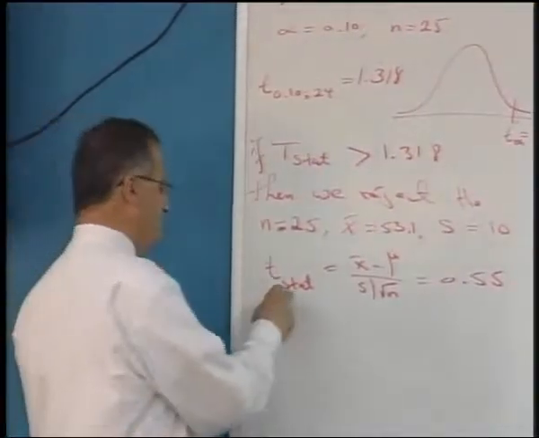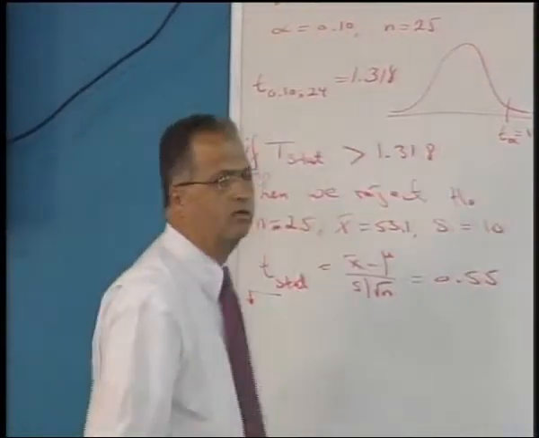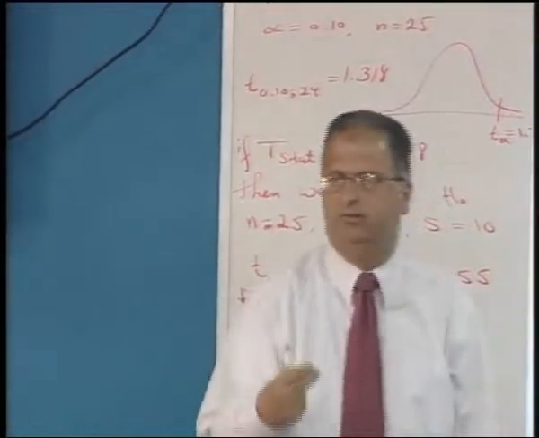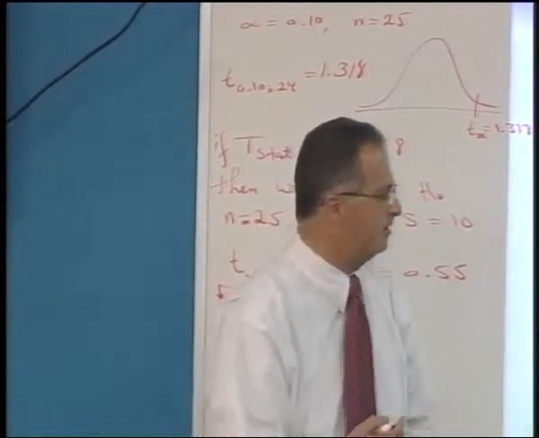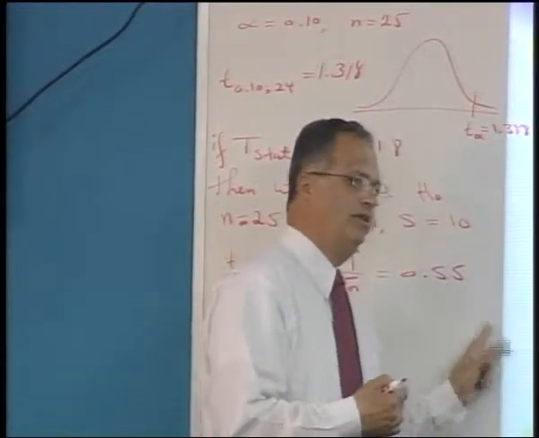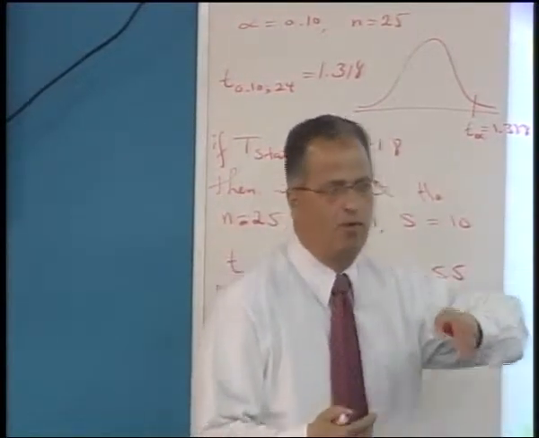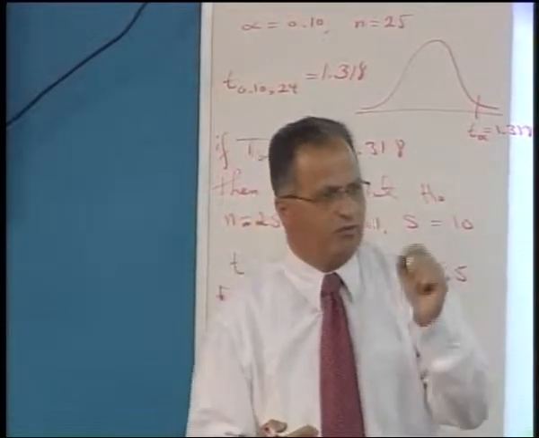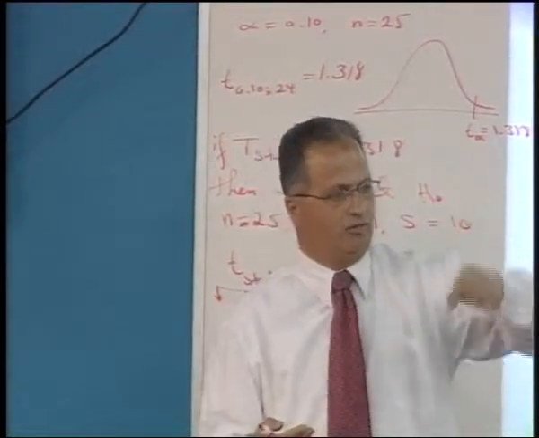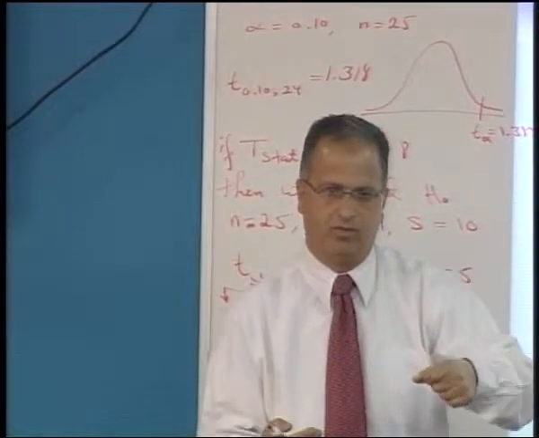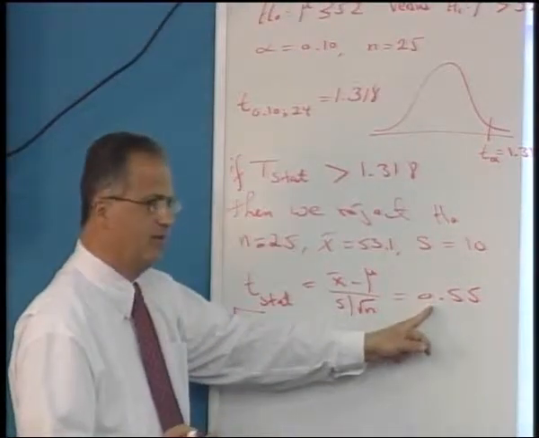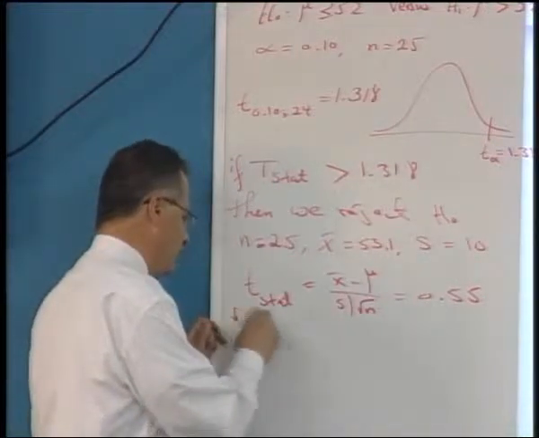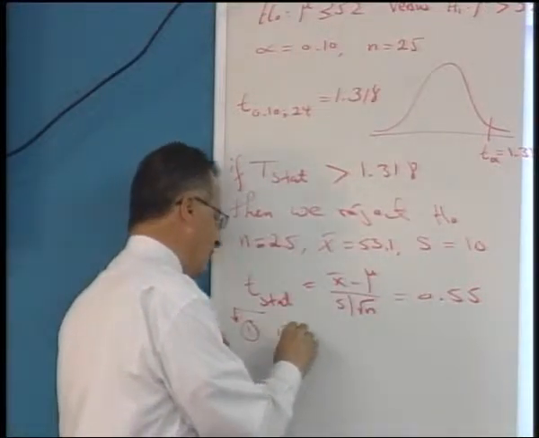Now, after this step, there are two approaches to reach your conclusion about this example. Either use the critical value approach or the p-value. In this case, we cannot use the two-sided confidence interval approach. So let's see this value by using approach number one, the critical value approach.